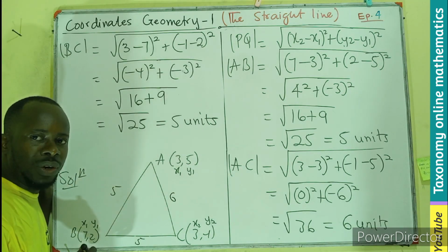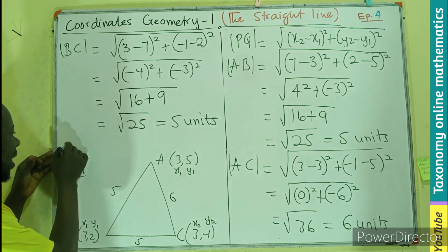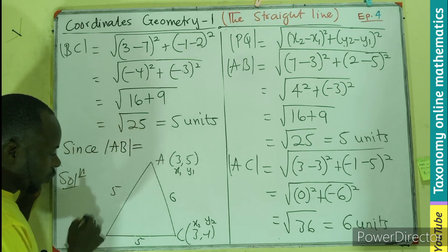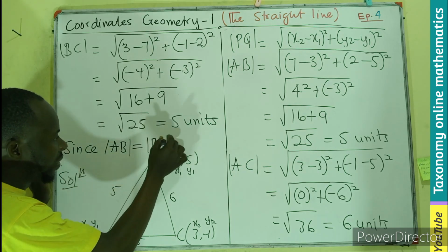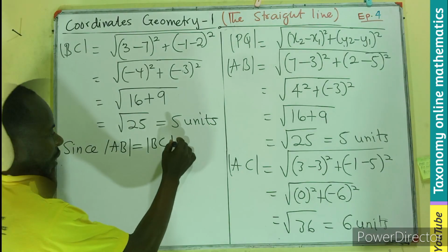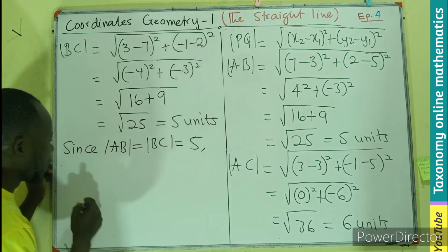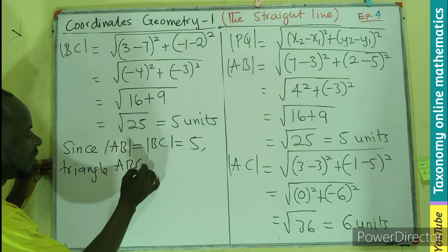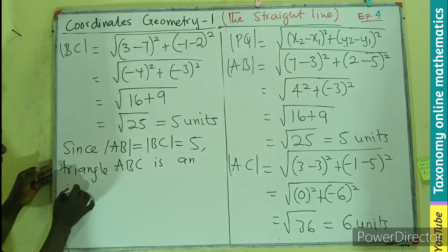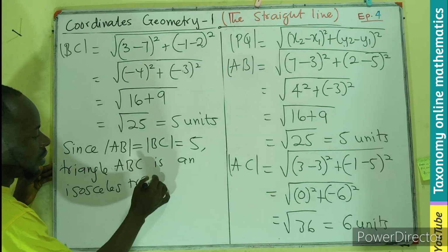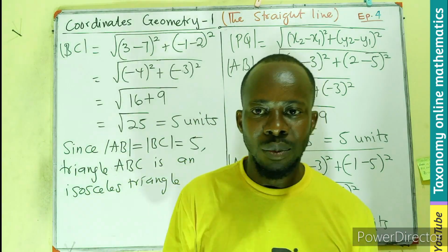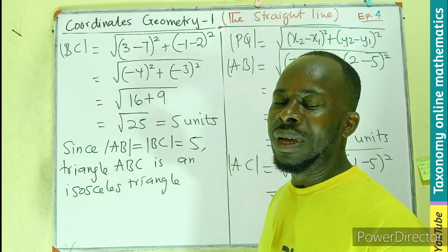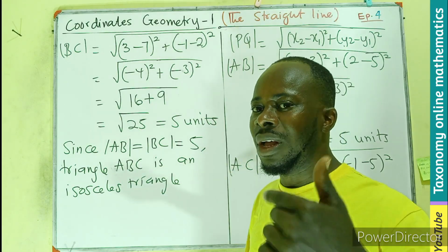So if the sides are 5, 5, and 6, what do you think will be the type of this triangle? We can say that since the magnitude of AB equals that of BC, and they are both equal to 5 units, triangle ABC is going to be an isosceles triangle. Why? Because two of the sides are equal. If two sides are equal, then we can say that it is an isosceles. If all three sides are equal, equilateral.